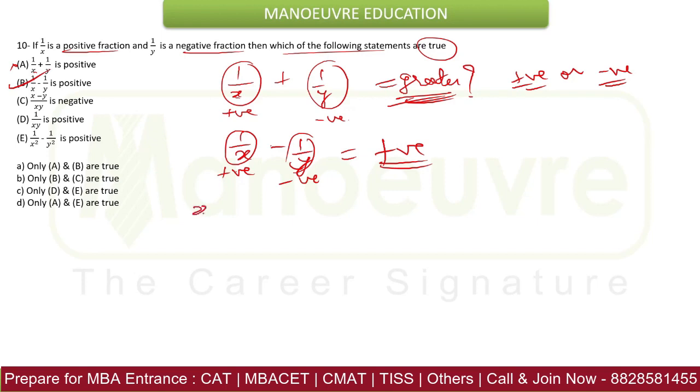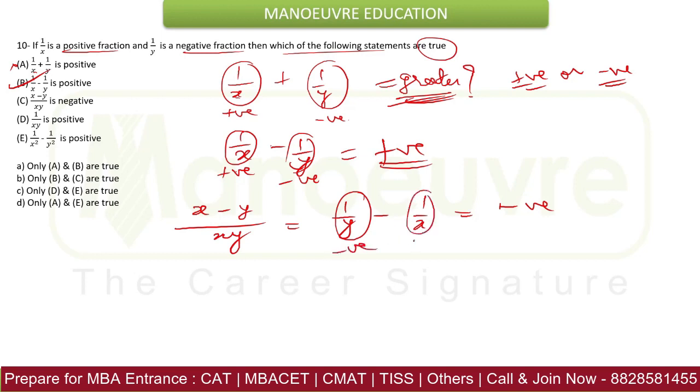The third one, x minus y upon xy, we can split it up as x times 1 by y, minus y times 1 by x. They are saying this is negative. Is it true? This is negative. Negative minus positive. Yes, this will definitely be negative. So yes, this C is also correct. And we have only one option which says B and C are true, that is option B. Hence, option B will be the correct answer over here.